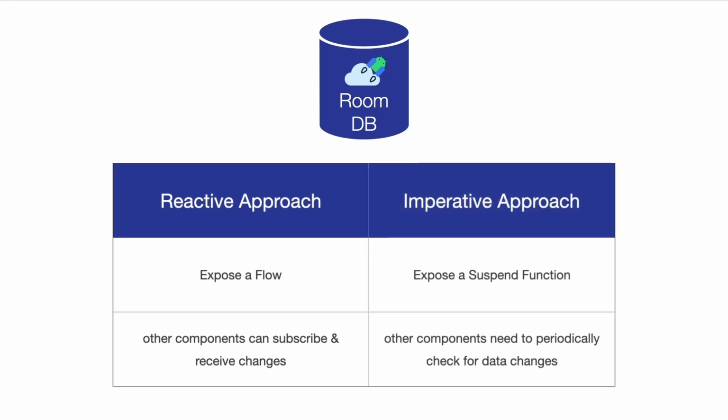On the other hand, if our Room database would expose a simple suspend function, then we would need to follow the conventional imperative approach. Therefore, we would need to proactively check for data changes. This has obvious drawbacks, like for instance bad responsiveness because of the possible delay between data changes in the database and UI changes.